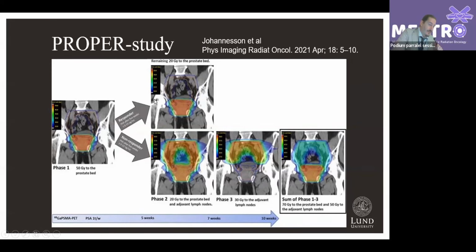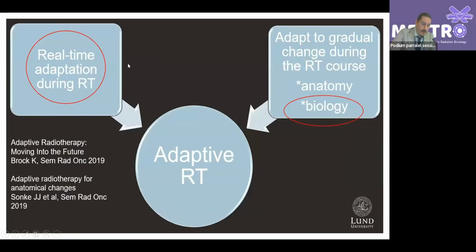And if there is a response, we continue to treat just the prostate. But if the PSA doesn't respond, then we also expand and treat the lymph nodes. So that's one of the ideas of adaptation. There is a proper trial, currently a phase 3 trial, about that. So I discussed briefly real-time adaptation and adaptation during the course of radiotherapy based on biology.